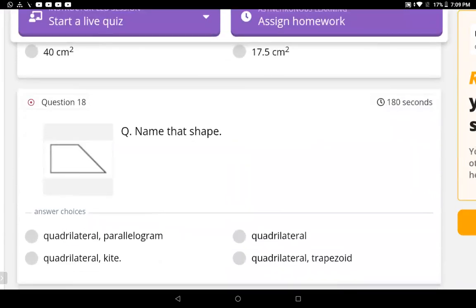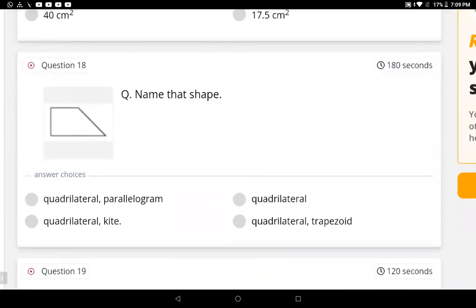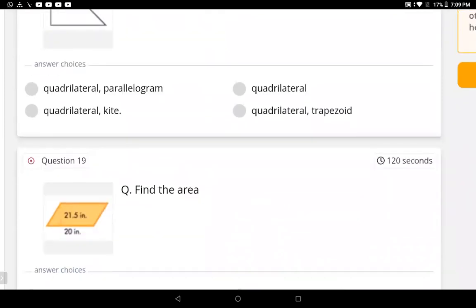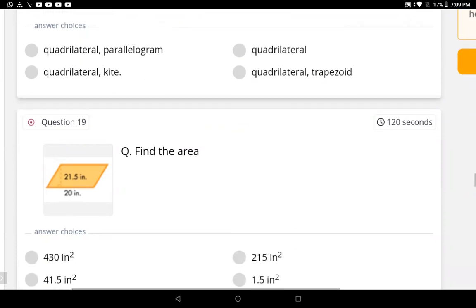Yes, seeing it, since one pair of parallel sides means quadrilateral and trapezoid. Very good. Quadrilateral sided figure, please. Next one, it's a parallelogram. By seeing only you can say this. Is it a parallelogram, children? Yes, ma'am, it is a parallelogram.